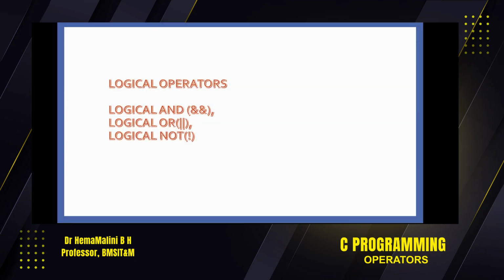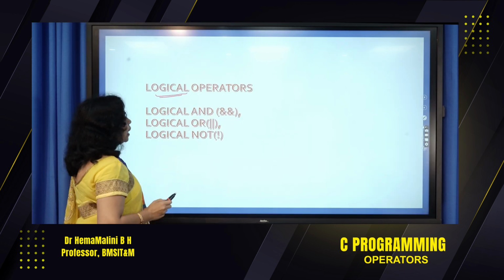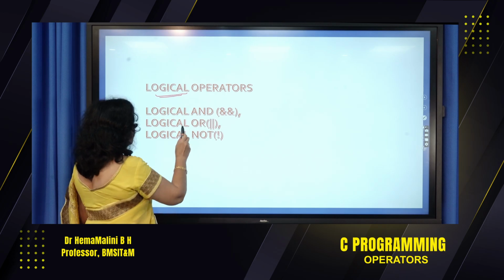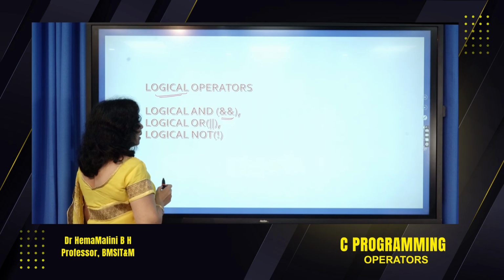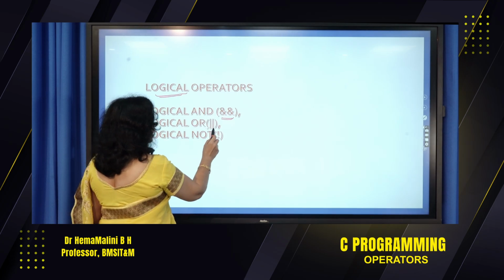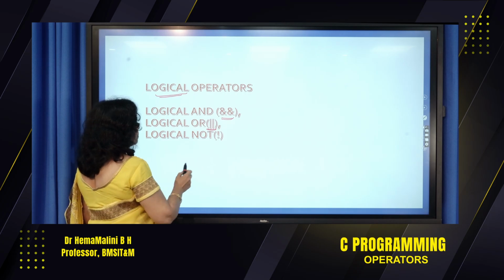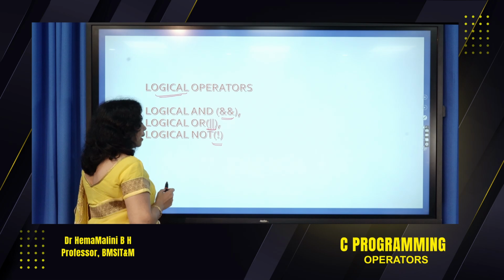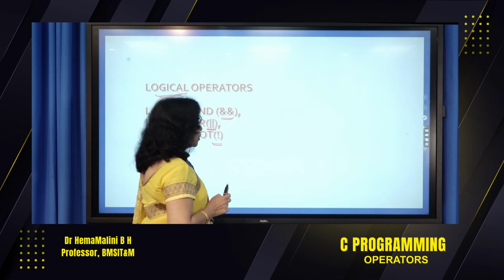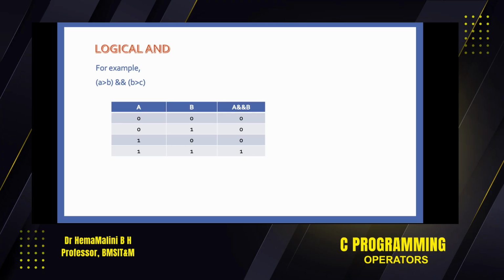The next operators are logical operators. Under logical operators, we have logical AND, which is shown by double ampersand, logical OR, which is shown by double pipe symbol, logical NOT, which is shown by an exclamation mark. So let us see them one by one. First, let us see logical AND.